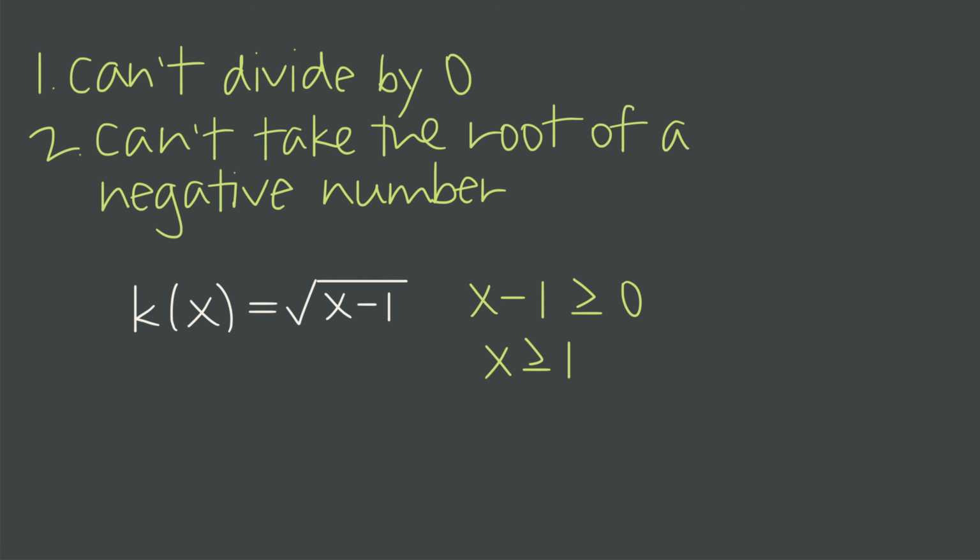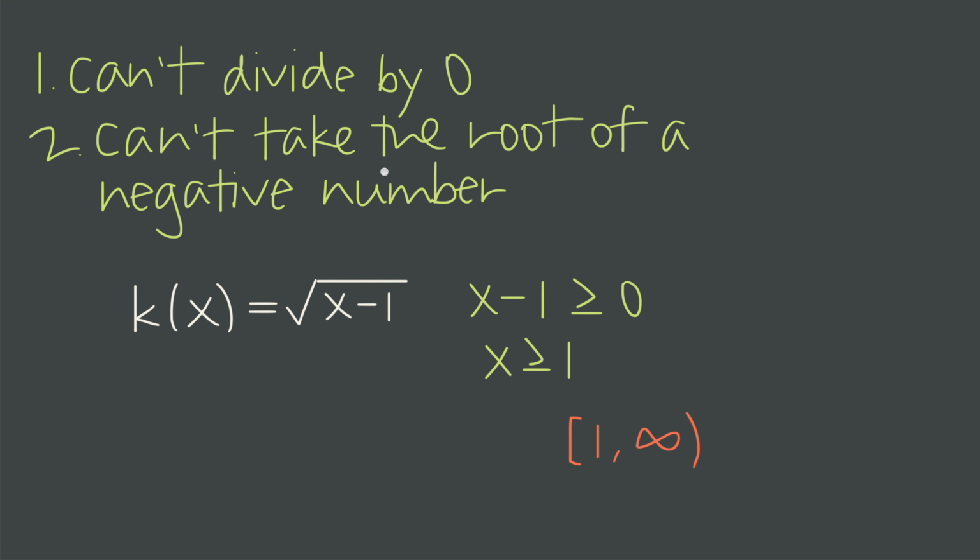If we want to write that in interval notation, because x can be equal to 1, we write the 1 here with a bracket around the 1, indicating that 1 is included in the domain. And we say the domain extends all the way to infinity. So the domain is 1 to infinity with 1 included.